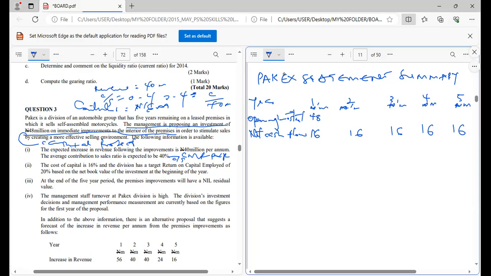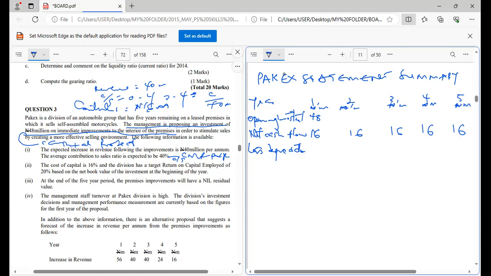Okay, it's proposing 48 million on immediate improvement. So let's move on. After the net cash flow, I'll say less depreciation, so that I can get my net profit. And how do I derive my depreciation? Cost minus residual value. At the end of the 5-year period, the premises improvement will have a nil residual value. Do you have anything relating to depreciation here?